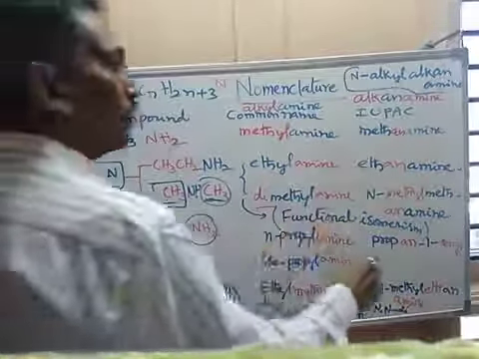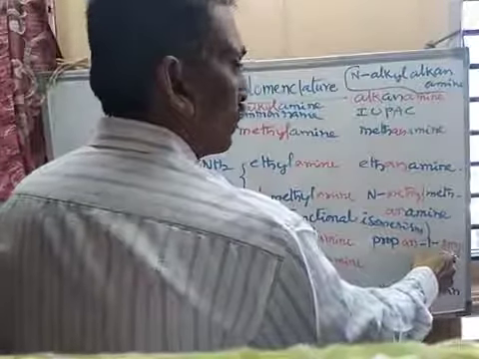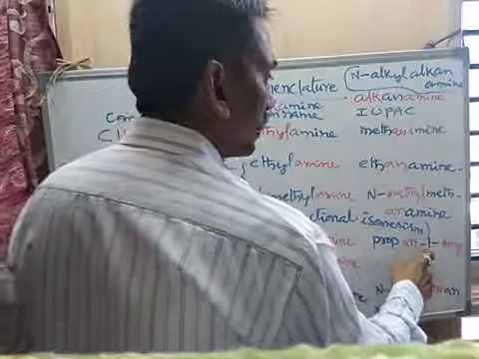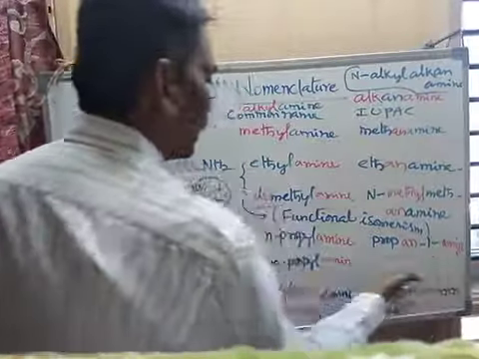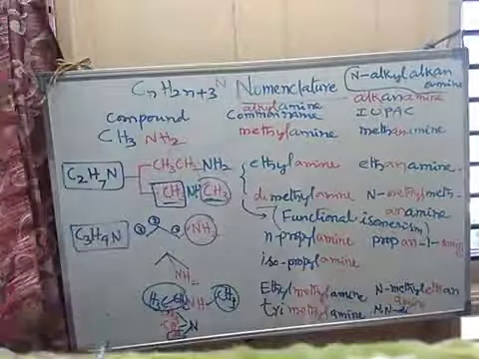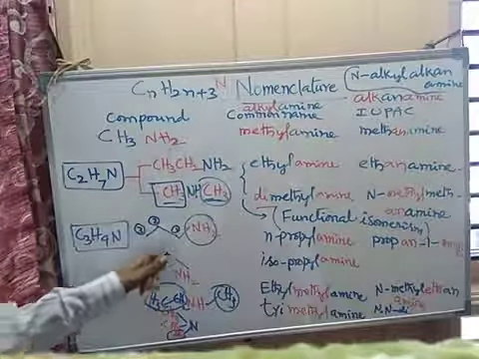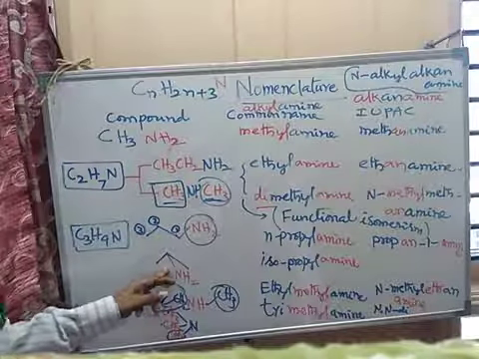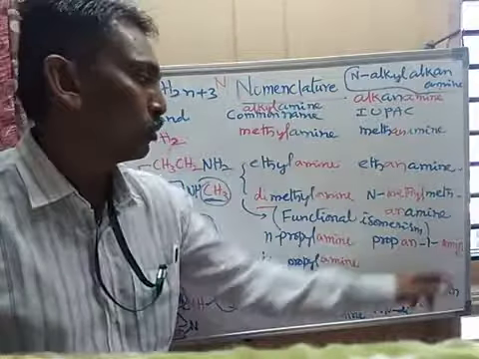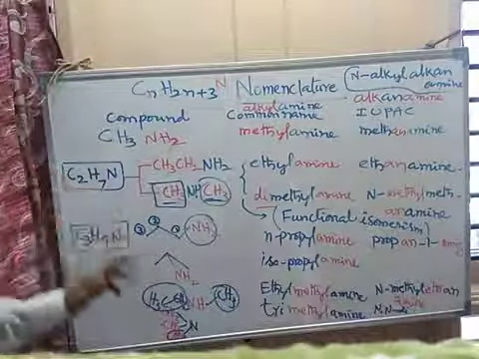Before amine, what is required? A numerical locant before the name, like 1 amine, 2 amine, 3 amine. See this one, I didn't write the information. It is numbered 1, 2, 3 or 1, 2, 3 from either of the ends. So propane 2 amine is the answer. Propane 2 amine.